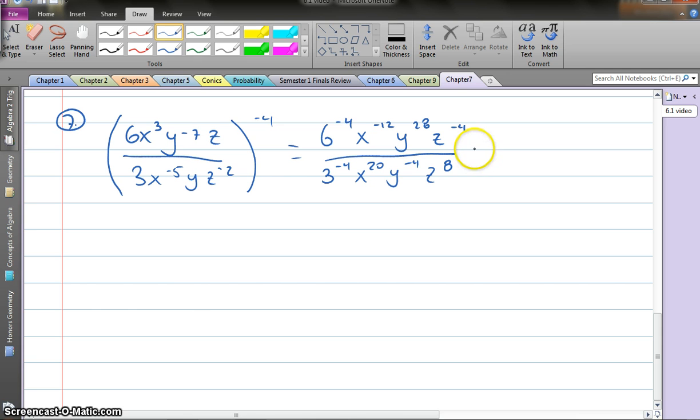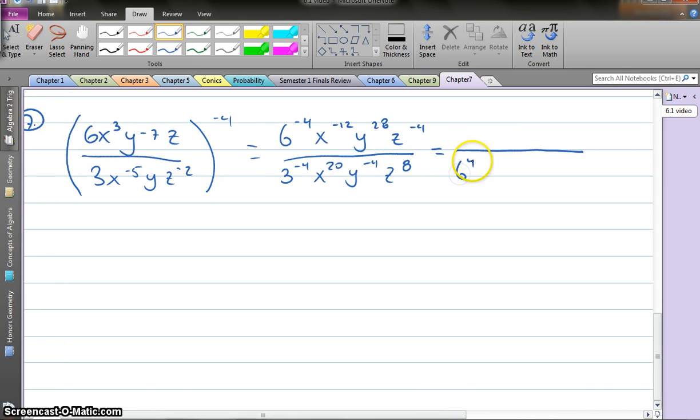All right, so now let's make everyone positive. 6 is going to get bumped down. X to the negative 12th gets bumped down. Y stays home. Z moves down. 3 moves up. X stays home. Y moves up. Z stays home. 3 to the 4th is 81.